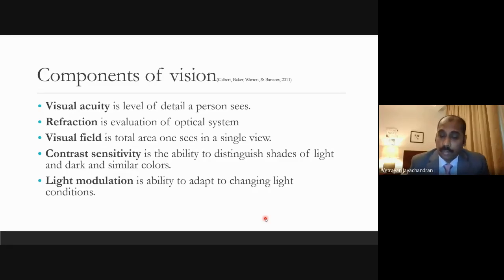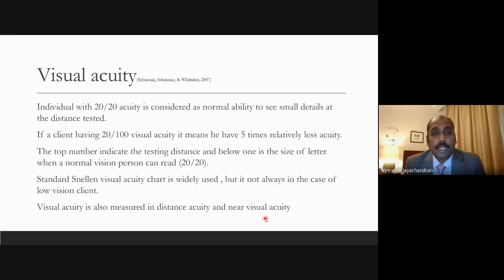So we're going to see these five components in detail. First is visual acuity. The normal visual acuity is 20/20.